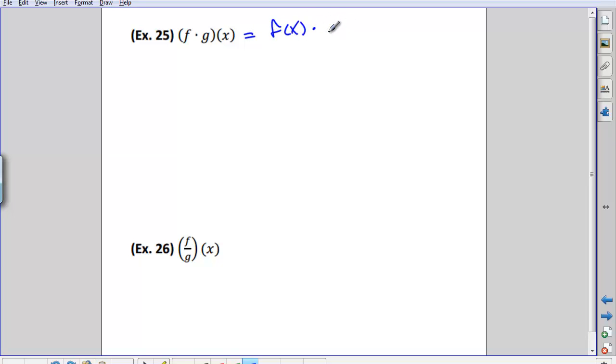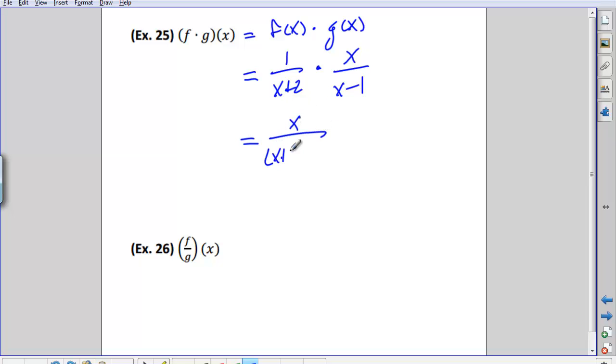If I'm multiplying these two, I think you guys are going to like this one. f of x times g of x, it's 1 over x plus 2 times x over x minus 1. If you remember to multiply fractions across the top, 1 times x is x. Across the bottom, x plus 2 times x minus 1. There it is. Got it. And what's the domain? The same. This can't be negative 2 or positive 1.